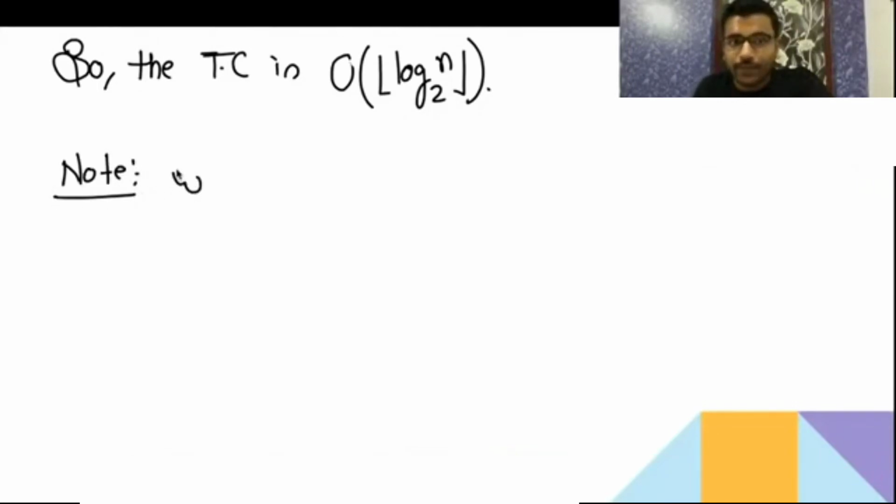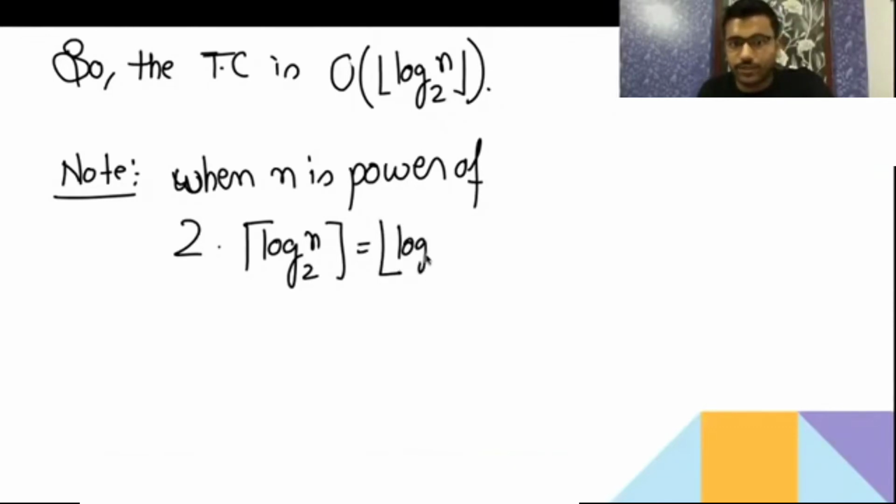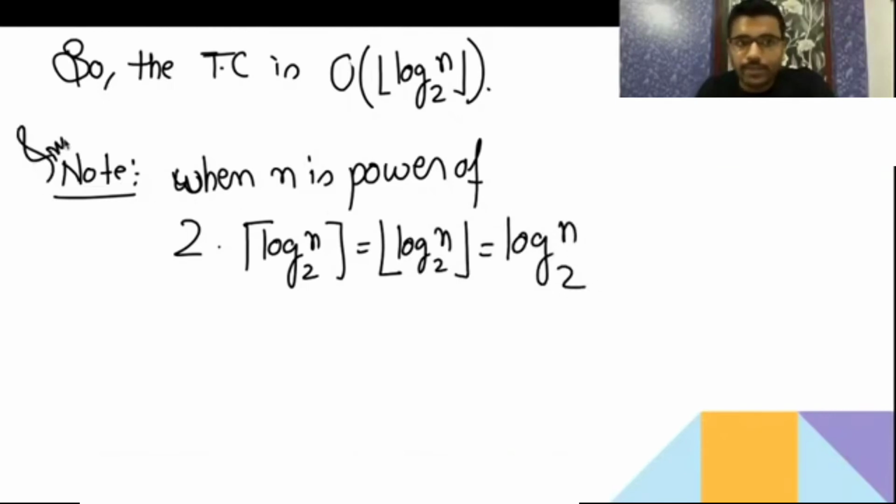when n is a power of 2, floor of log n base 2 or ceil of log n base 2 is the same as log n base 2. It is very important. Okay, it's simple, but sometimes students make a mistake here.